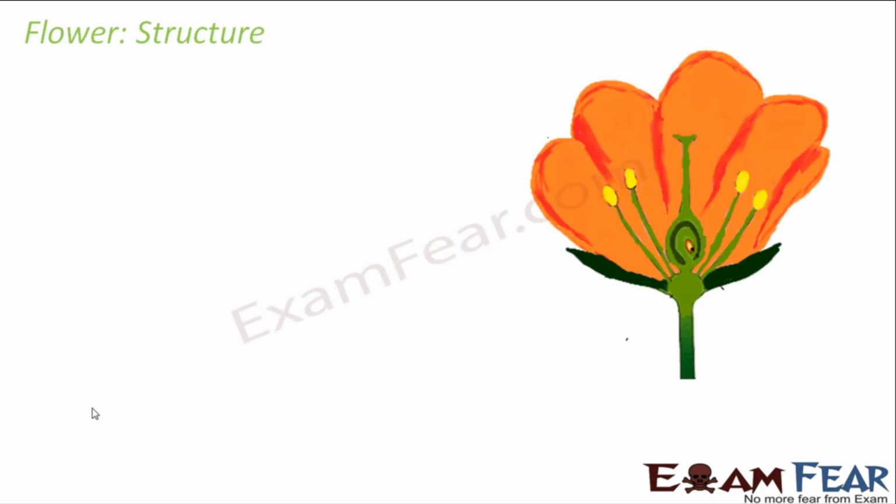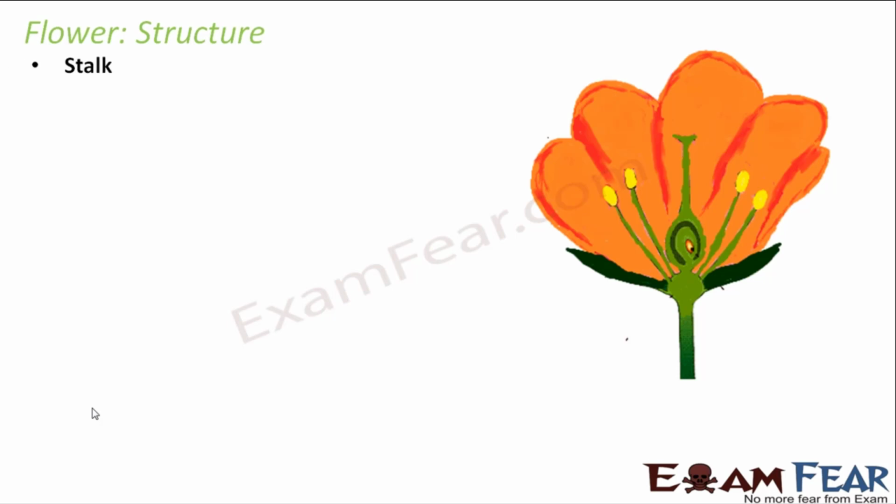Now, in order to understand the process of sexual reproduction, first of all, we should be clear with the structure of a flower. What are the different parts of a flower and what are their functions? So let us look at the structure of a flower. We have considered here a very basic diagram of any flower. Any flower will have more or less the same structures, just that their appearance will be a little different from each other. So let us look at the different parts which together constitute the flower.